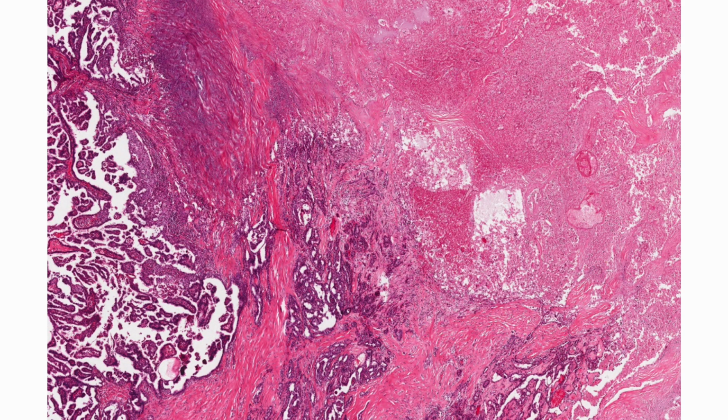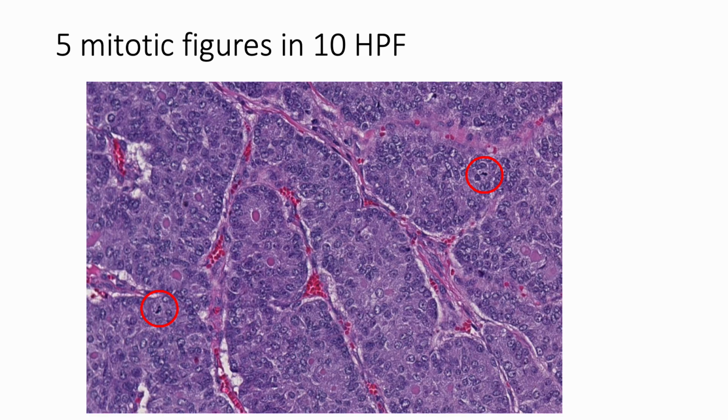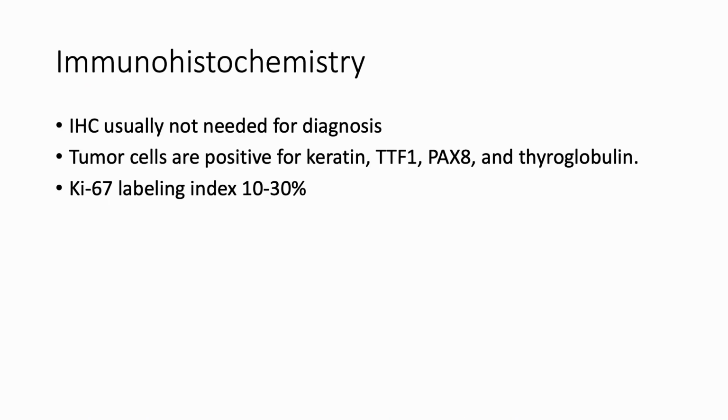At the left of the picture, we see papillary growth pattern. On the right, we see large areas of necrosis. Again, this is a high-grade differentiated carcinoma. Similarly, mitotic activity greater than or equal to 5 per 10 HPF, even without necrosis, is sufficient for this diagnosis.